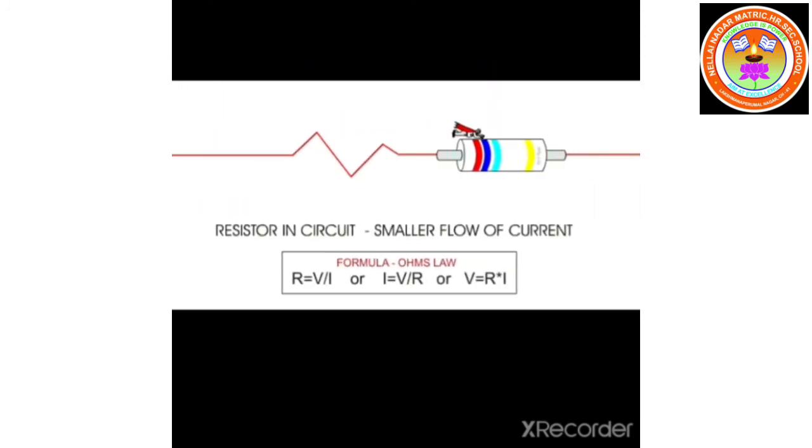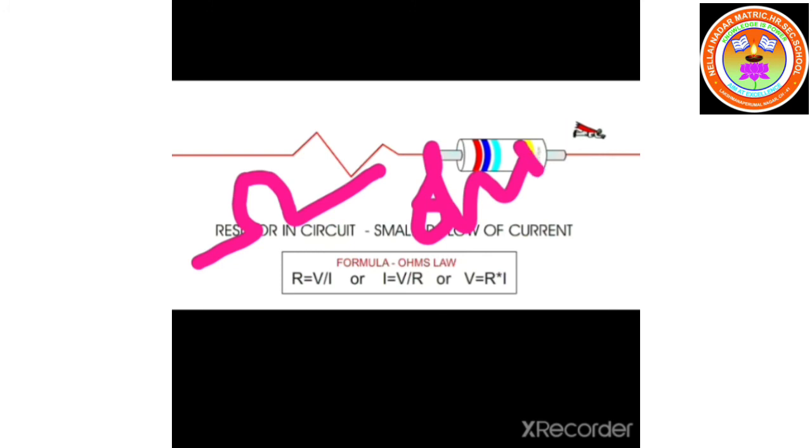Okay, so what is the unit of resistance? The unit of R is nothing but ohm. This is the symbol for the ohm, or else we can write it by the letters OHM. Ohm is the unit of resistance.